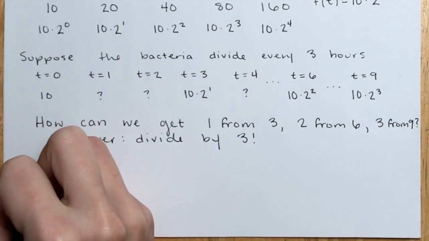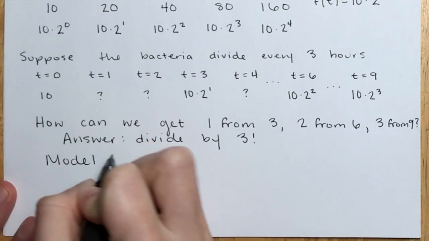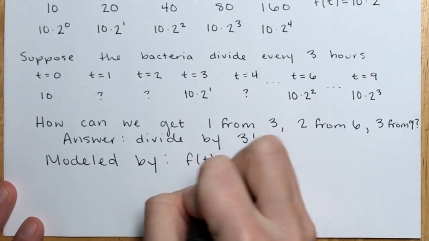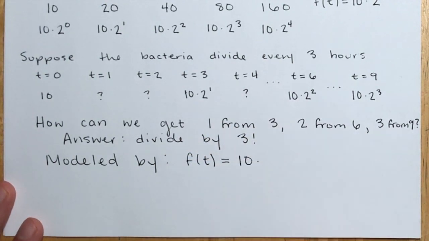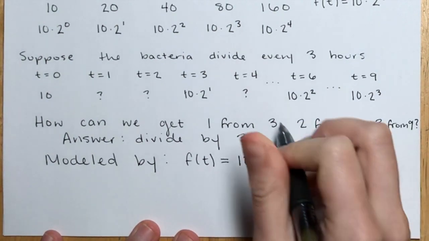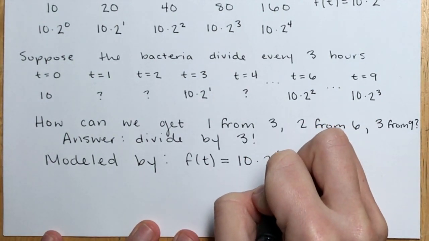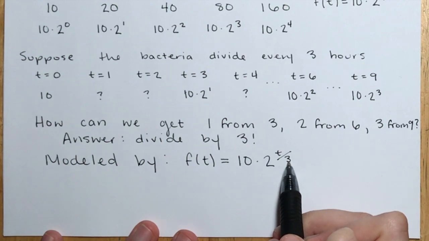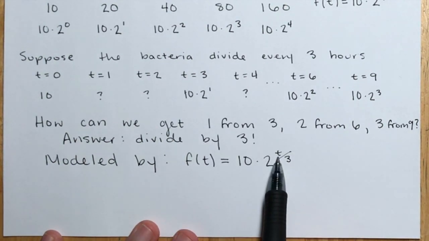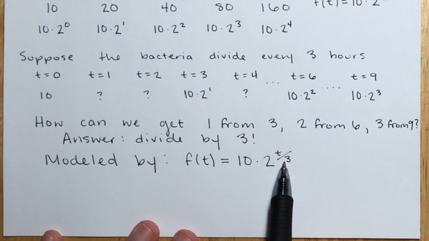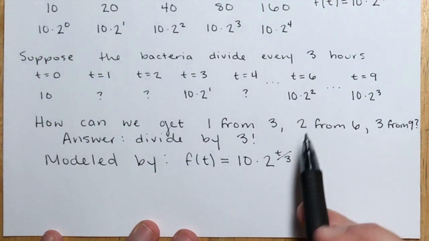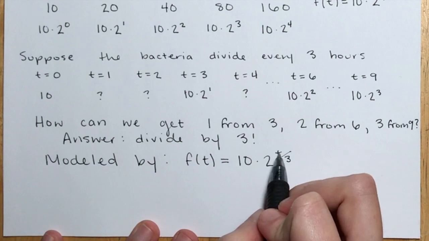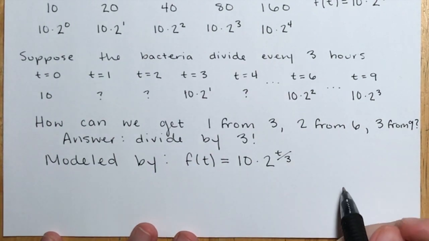So our model here, again, we're starting with that 10 that we started with, and then we're doubling every 3 hours. So our exponent is going to be our time divided by 3, right? So if we have t equals 3, then we have an exponent of 3 over 3, which is 1. If we have t equals 6, we have an exponent of 6 over 3, which is 2. If we have t equals 9, we have an exponent of 9 over 3, which is 3. So that's exactly what we want.